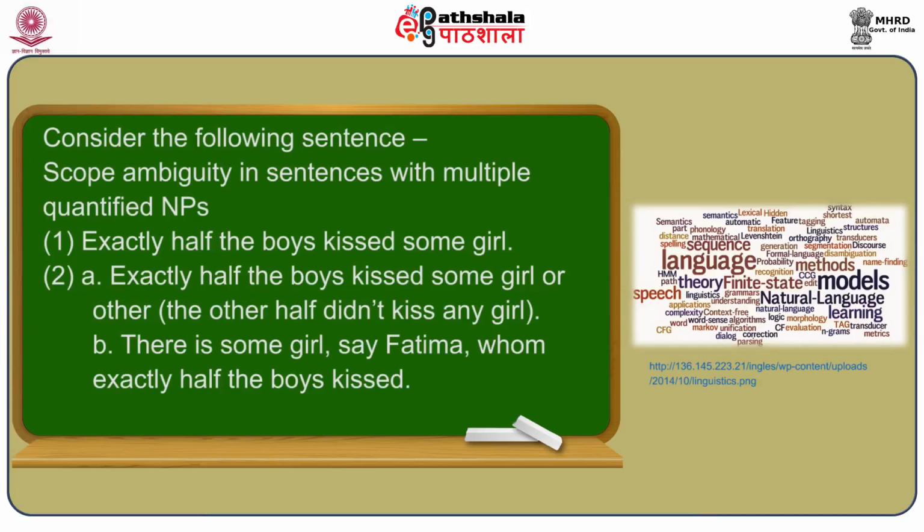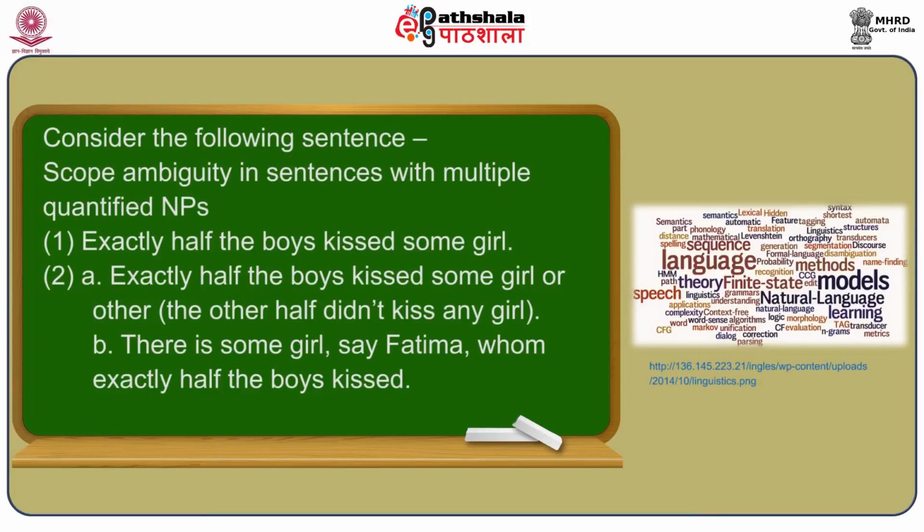Okay? So the system that we had previously allowed us only to interpret noun phrases that express generalized quantifiers that were in the subject position. What do we do when the noun phrase appears in the object position? What happens when a sentence contains more than one quantified noun phrase? To see this, consider the following sentence: exactly half the boys kissed some girl.